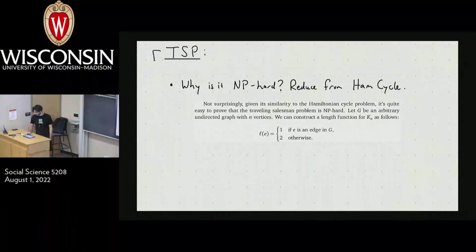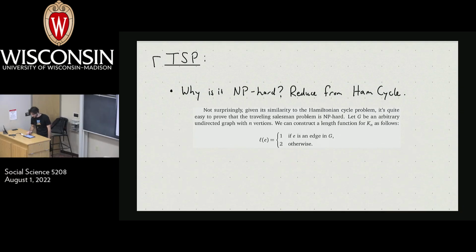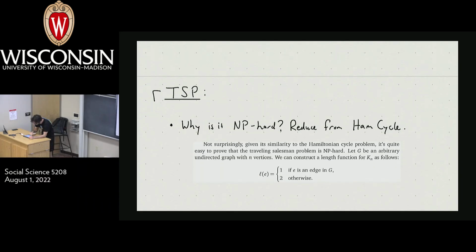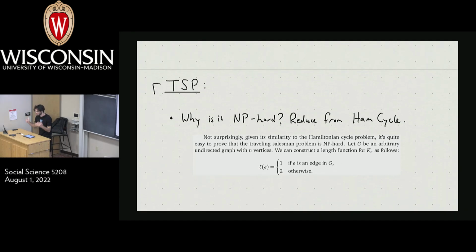Okay, so let's look at the most famous NP-complete problem of all time, the traveling salesman problem. I'm sure everybody's heard of it. So in the traveling salesman problem, you're given a graph, and we're just going to assume it's fully connected, so it looks something like this.